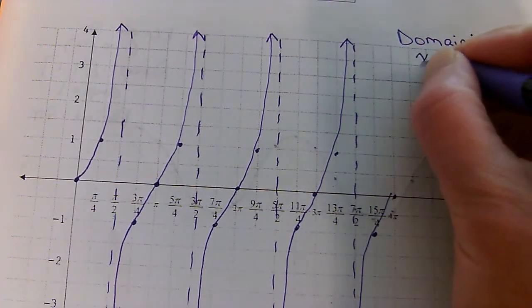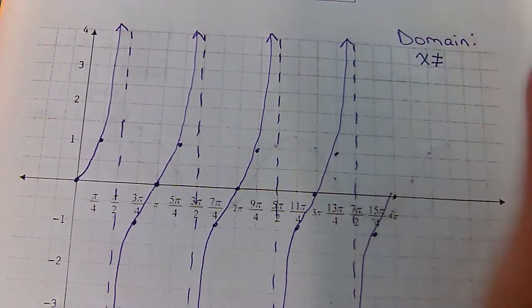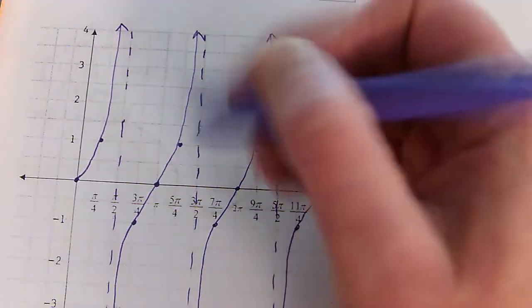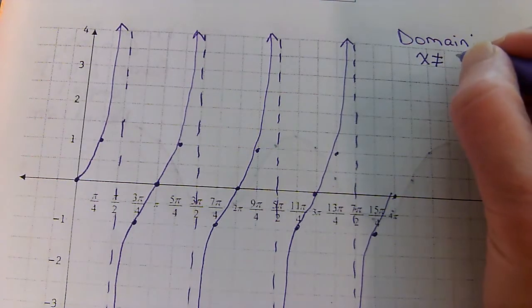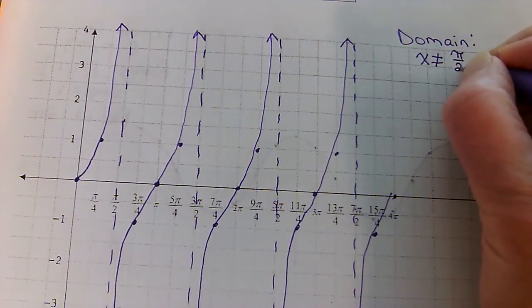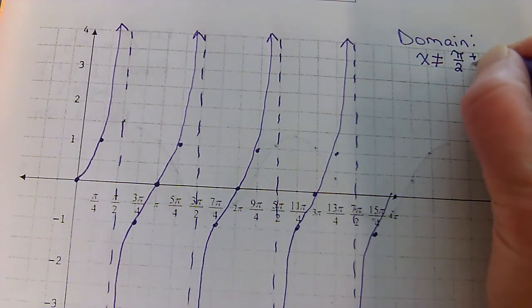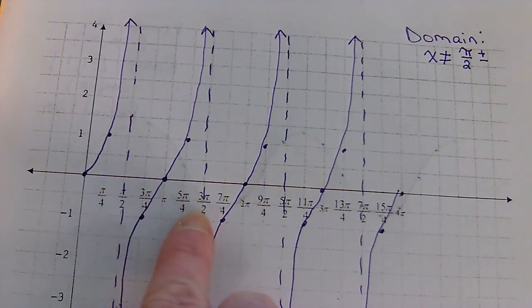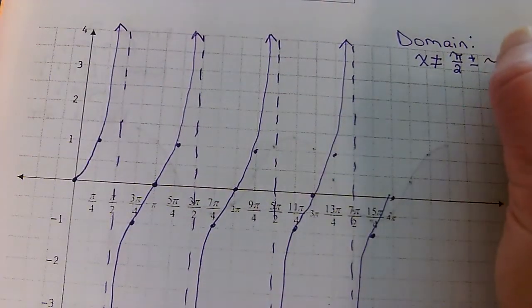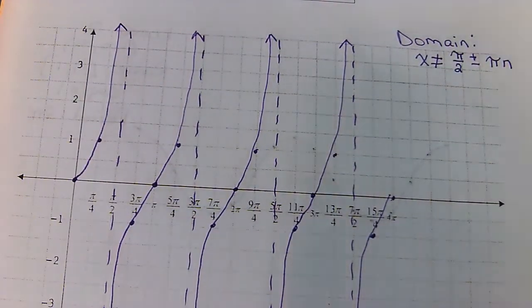So x cannot be those values that give us an error or a vertical asymptote. So x cannot be pi over 2 is the first one, and then it's repeating itself, pi over 2 to 3 pi over 2. That's 1 pi difference. So it's repeating itself every pi.